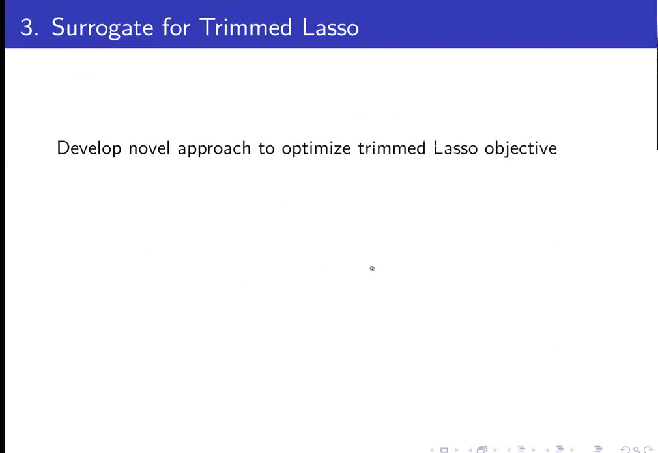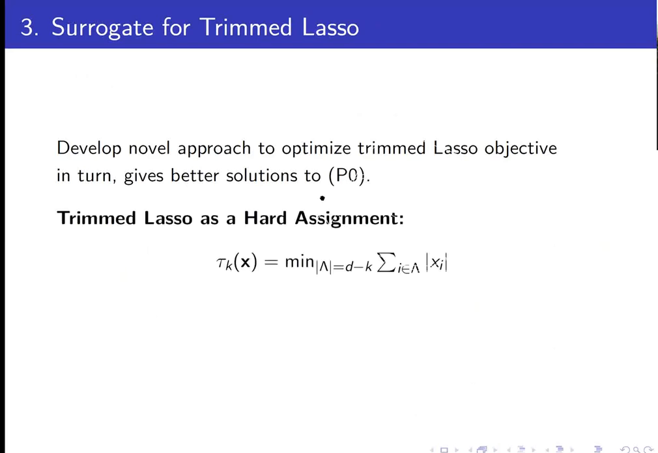What I'm going to show you is a very different approach to do it, and I'll show you that this approach gives better solutions to P0. To motivate it, I'll rewrite this Trim Lasso in a different formulation. You can think about this Trim Lasso as the following minimizer.